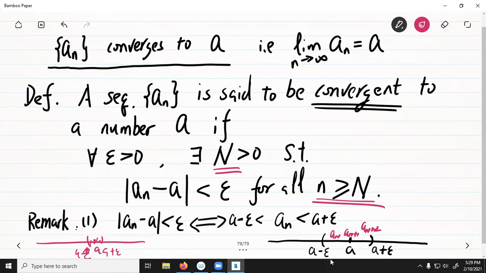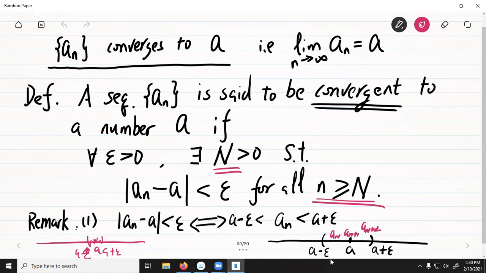So now let's look at some comments and remarks. This is the first remark, which is the geometric meaning. You can see the absolute value of a_n minus A is less than epsilon, which means a_n is between A minus epsilon and A plus epsilon, right? So it is the interval with center A. The radius is epsilon.